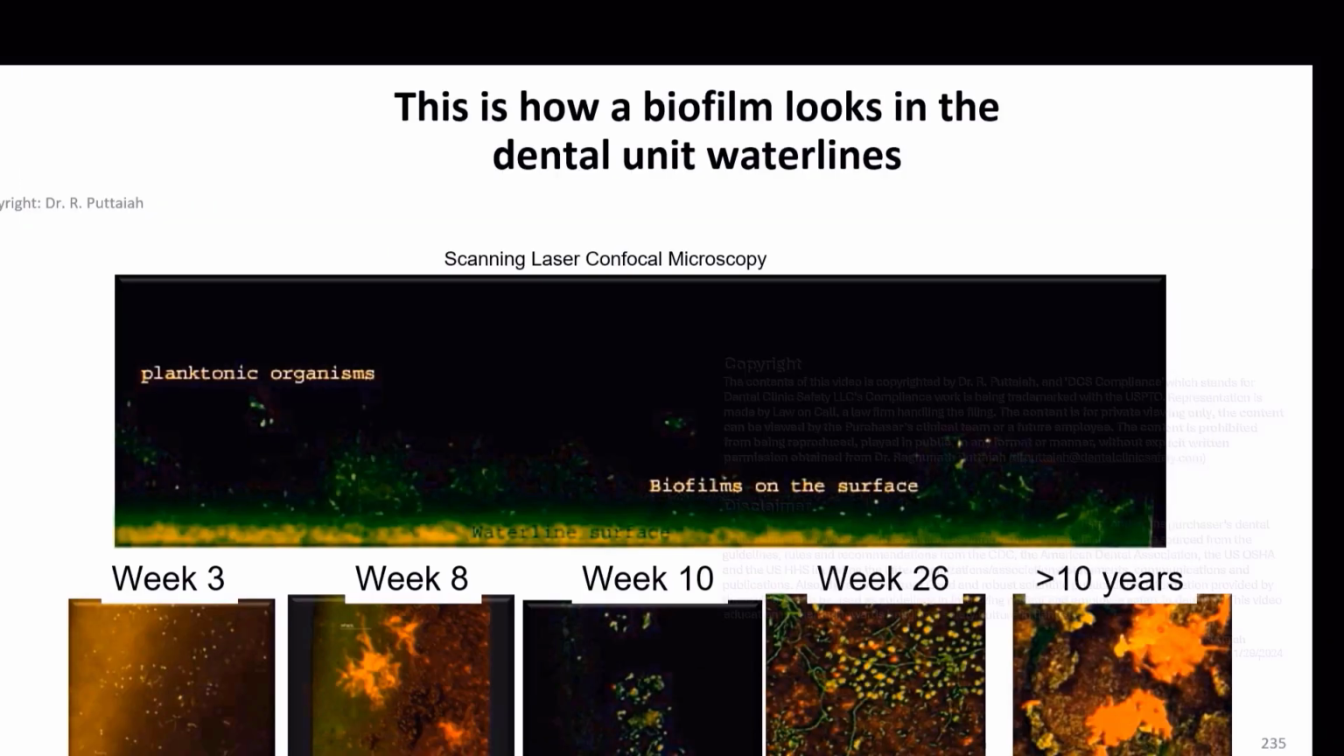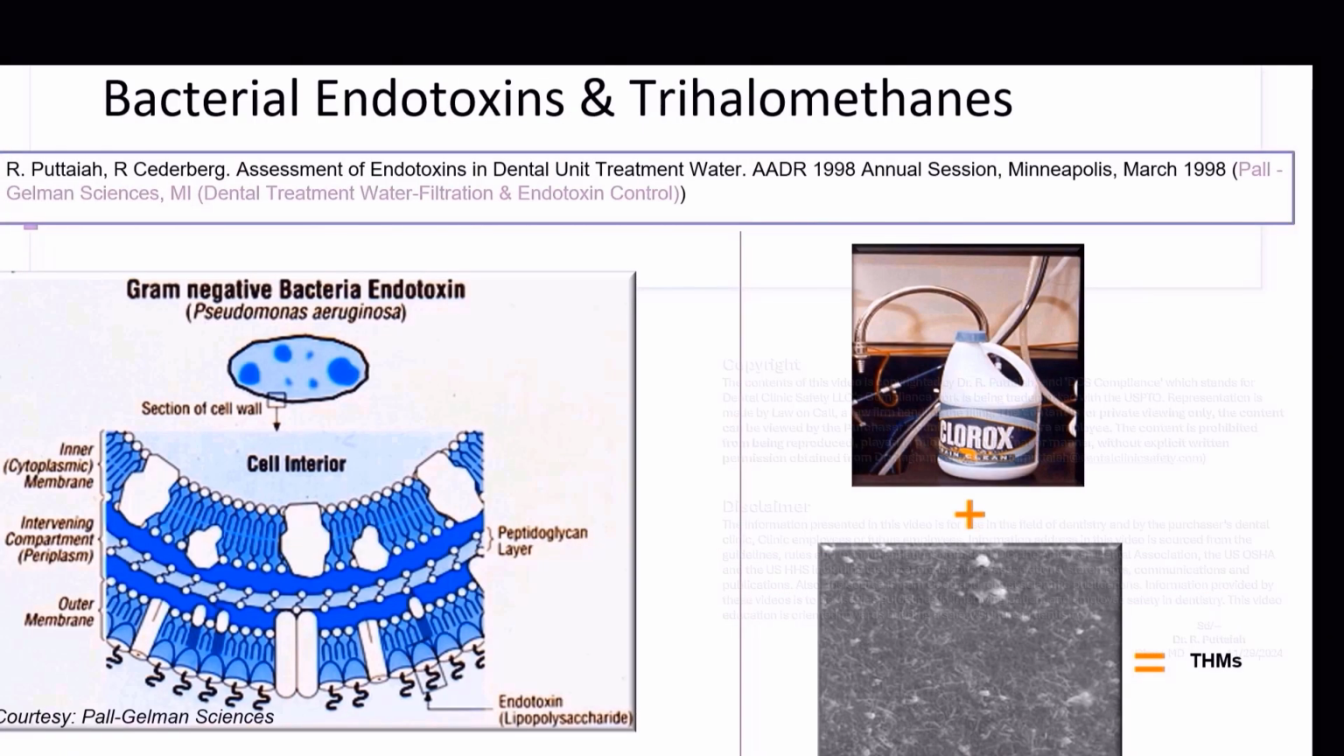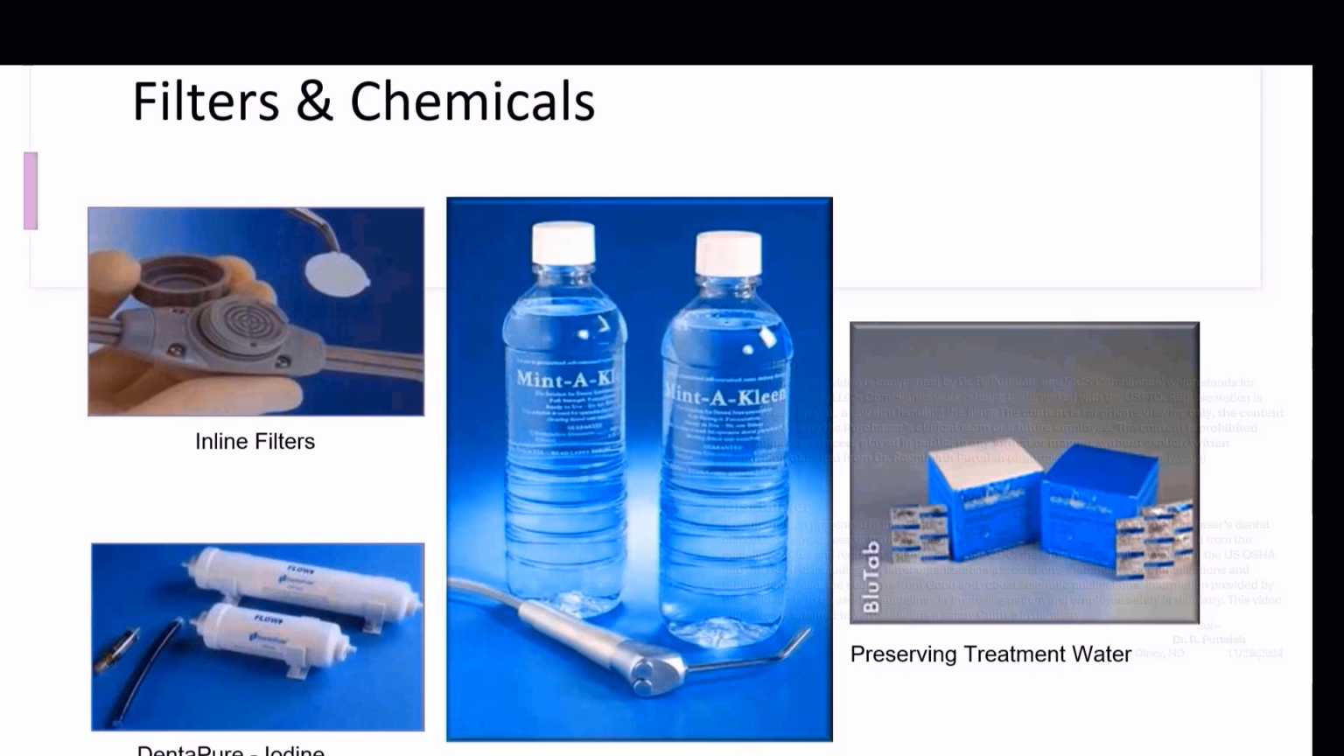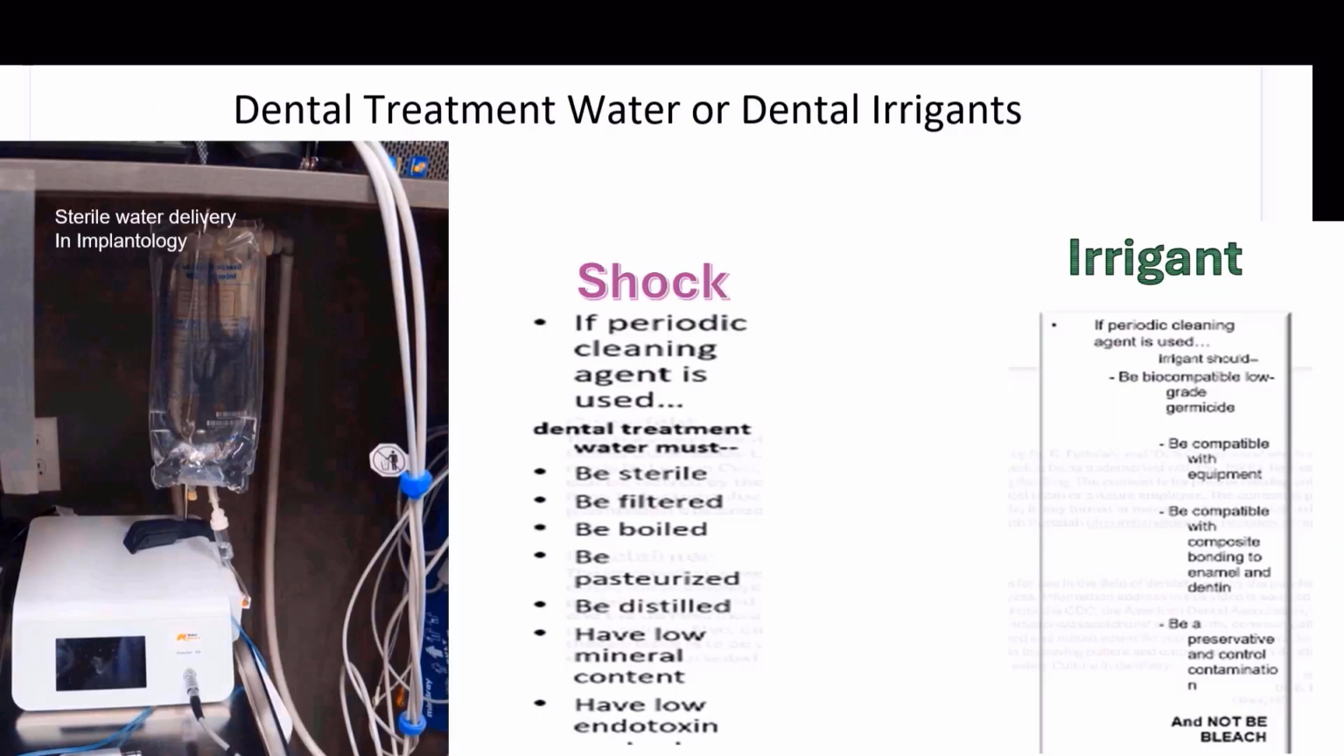Green masses or dots are live microbes and red masses or dots are dead microbes. Podaya and Cedarberg, study presented at the IADR. Today, in dentistry, we see a lot of ambulant but immunocompromised patients or high-risk. The last image is that of Blue Tab, a silver dihydrogenase. It should be low in endotoxin content as well.